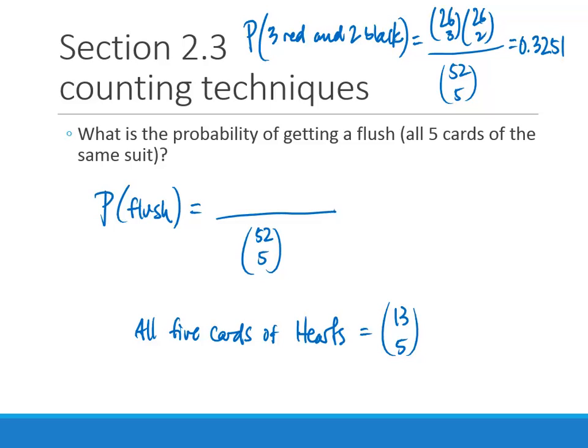Suits are mutually exclusive, so you can just take that out, the product of all the suits. Exactly right. So we could just add this up 4 different times, right? Because as you said, each suit is mutually exclusive. So I can just add those up. So that would be 4 times 13 choose 5. Would be correct.